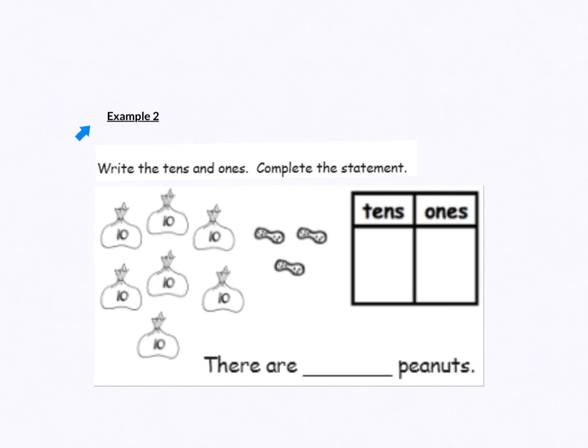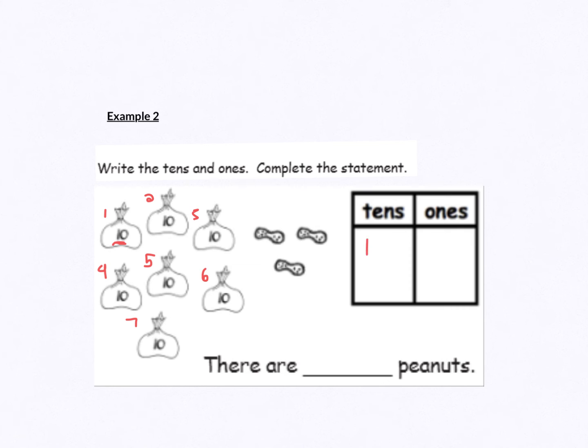For example number 2, again we're going to start by reading the directions. Write the tens and ones and complete the statement. So they have given us a couple bags of peanuts with a couple peanuts on their own, a place value chart labeled tens and ones, and a statement. So again, we're going to start by looking at our bags of peanuts and our individual peanuts. We see that these peanuts are labeled with the number 10, and we have 1, 2, 3, 4, 5, 6, and 7 bags of peanuts.